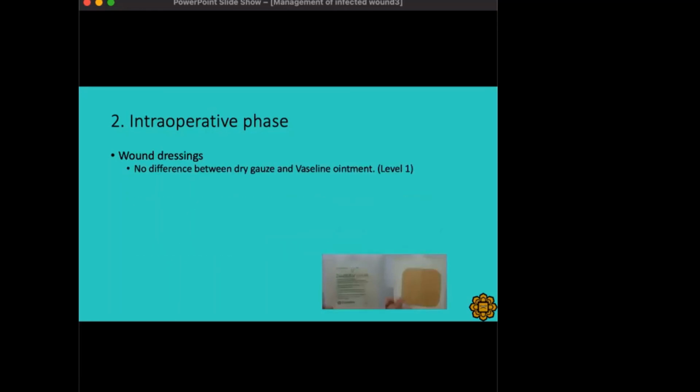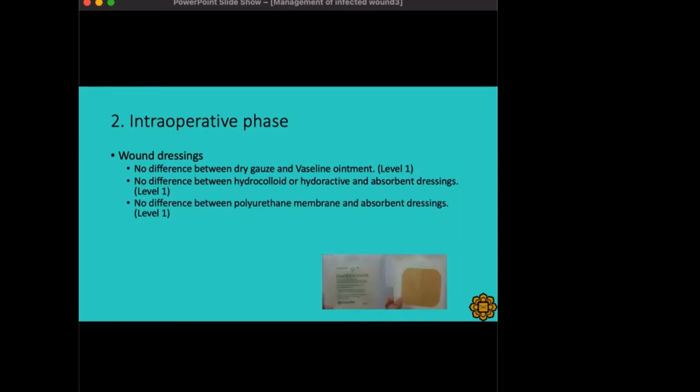Wound dressing. So no difference between gauze and Vaseline ointment. No difference between hydrocolloid or other modern dressings. No difference between another modern dressing. No difference between wound covered, for example, by melamine or tape, and covered for 48 hours. So you can leave it for 48 hours if there's no problem.